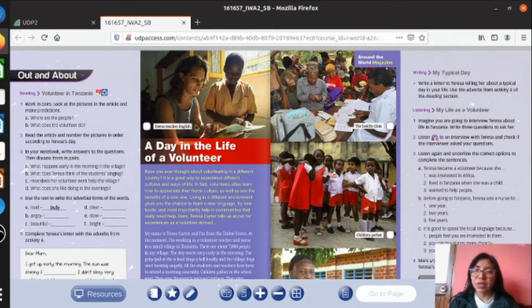As I said before, today we are going to work on that, okay? We are going to start with the first exercise. Work in pairs, look at the pictures in the article and make predictions, okay? So we are going to make predictions, okay? For example, where are the people? That's right. In this case, they are in a house.